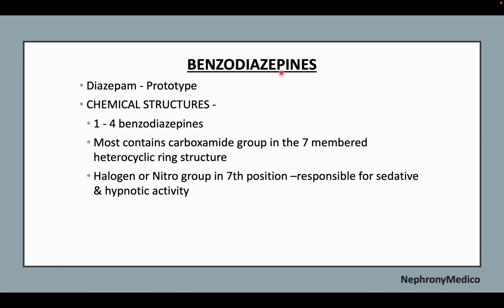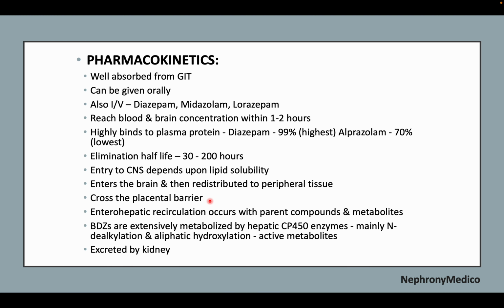Now, benzodiazepines. These are 1,4 benzodiazepine chemical structures and most contain a carboxamide group in the 7-membered heterocyclic ring structure. A halogen or nitro group in the 7th position is responsible for sedative and hypnotic activity. It is well absorbed from the GIT and can be given orally. Diazepam, midazolam, and lorazepam can be given intravenously.